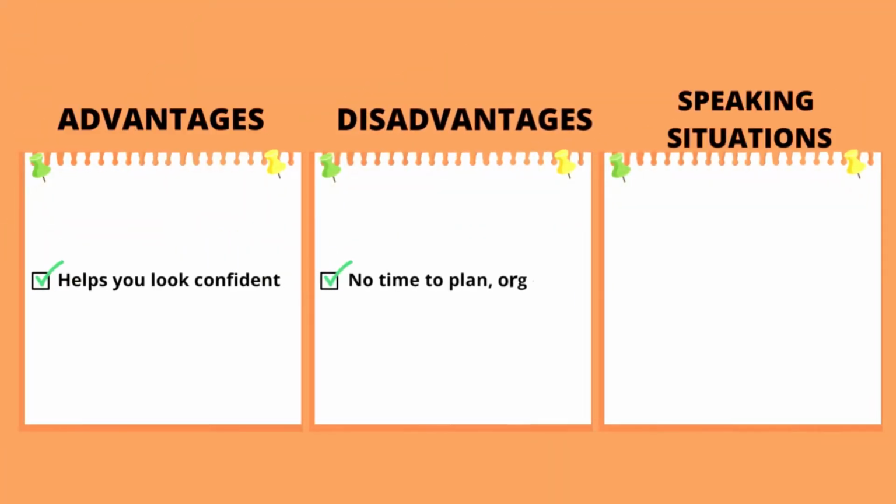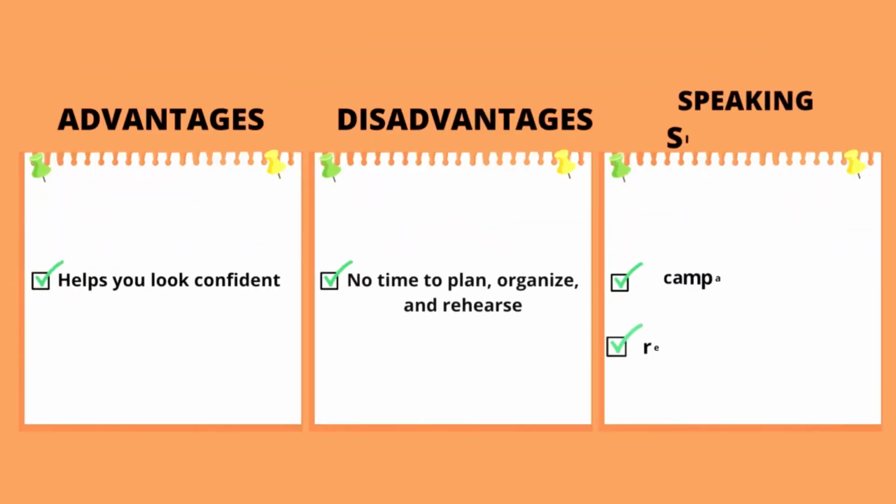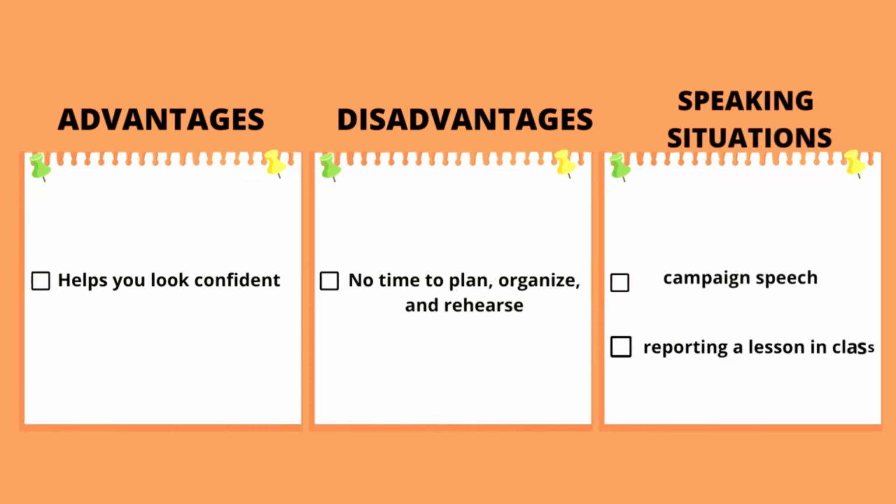Disadvantages. No time to plan, organize, and rehearse. You may not have adequate time to plan, organize, and rehearse due to time constraints, which may result in forgetting what to say or stumbling words and thoughts. This problem can be avoided by double-checking the note order before speaking. Speaking situations. When you are a candidate for a post in a student government and you deliver your campaign speech before a voting public, or when you are assigned to report a topic in class.